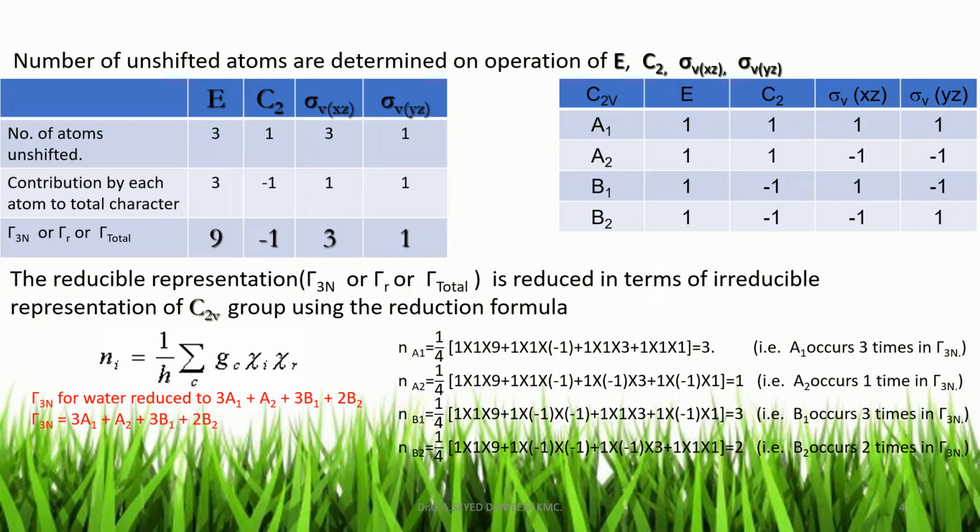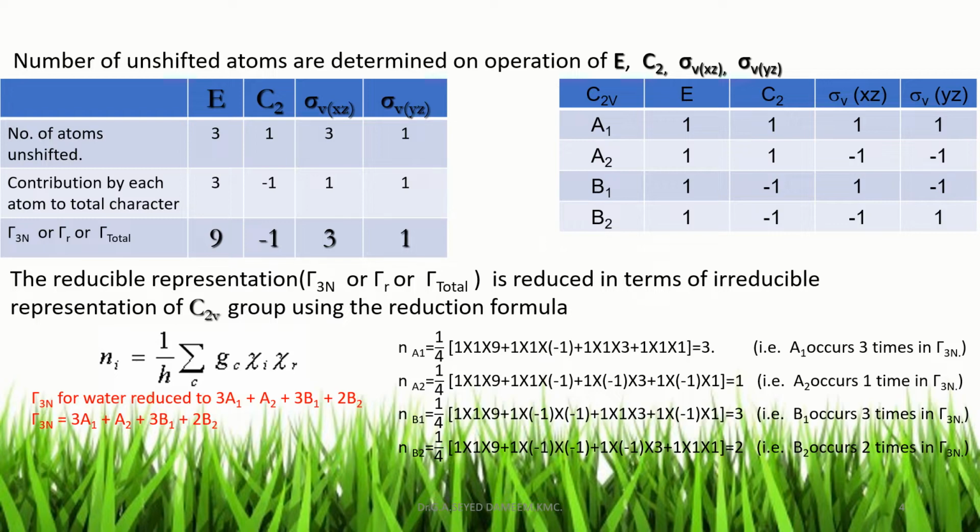In the application of group theory to Raman spectroscopy, the number of unshifted atoms is first determined. In the case of the water molecule, there are three atoms: two hydrogen atoms and one oxygen atom. On operation of these elements, E, C2, sigma v xz, sigma v yz, the number of atoms unshifted is determined. On identity operation, no atom is shifted, so the number of atoms unshifted is 3. For C2, which passes through the oxygen, on rotation by 180 degrees the hydrogen atoms are shifted, so the number of atoms unshifted is 1, that atom being oxygen. On operation of sigma v xz, the molecular plane, no atom is shifted, therefore the number of atoms unshifted is 3.